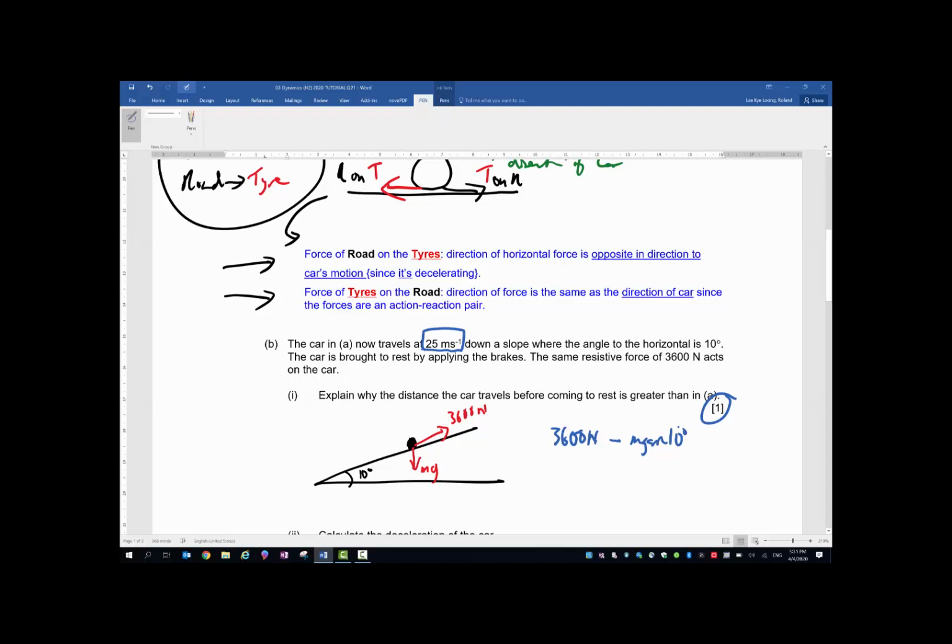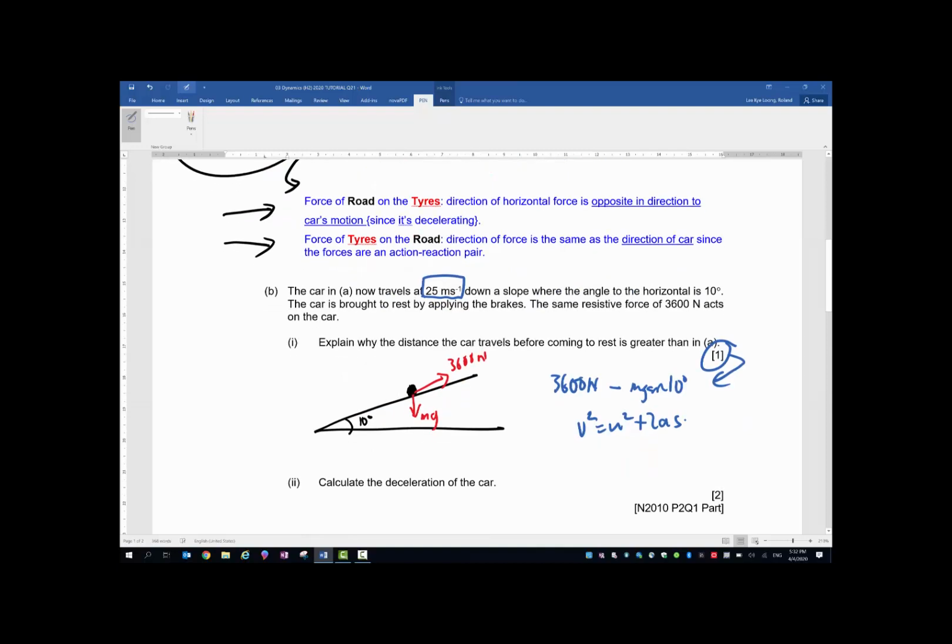Okay, so this means that the net deceleration has now decreased. So if the net deceleration is now decreased, if you go back to the v square equals to u square plus 2as, although a is negative, you'll find that the s is a larger number than that of part A. Okay, but since it's only 1 mark, all you need to say is that the net deceleration is now less than 4.8 meters per second square, and the net deceleration equals to 3,600 minus mg sine 10 divided by the mass, okay, which is smaller than the 4.8 meters per second square.